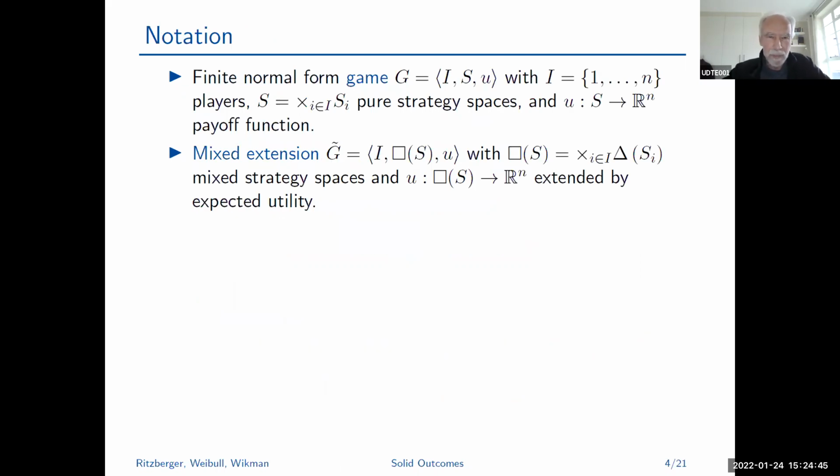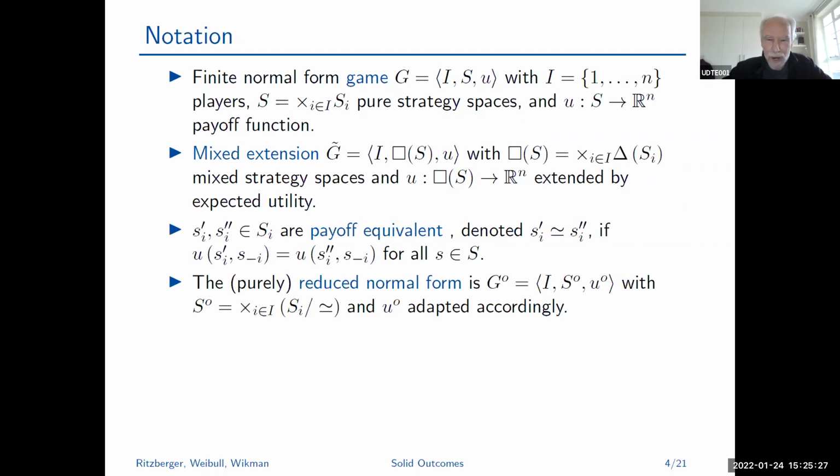Okay. Then let's dive into the notation. This should be pretty much standard. Normal form games are here denoted by G. S is the pure strategy space, so the space of pure strategy profiles, everything finite. U is the payoff function. When you see a tilde over the game, that usually means we refer to the mixed extension, where the strategy space is the product of the mixed strategy simplices. And with a slight abuse of notation, we'll denote the payoff function on that also by little u, even though it's extended by expected utility.